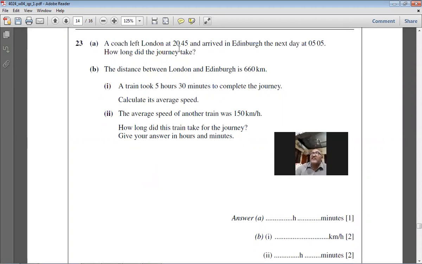So the departure time is 20:45 and the arrival time in Edinburgh is 5:05 the next day. Because this time is next day, first of all, in these hours, I will add 24, so it will become 29:05. So from the arrival time, I will subtract the departure time. From 29:05, I will subtract 20:45, and that will give you the journey time. So let me show you my working.